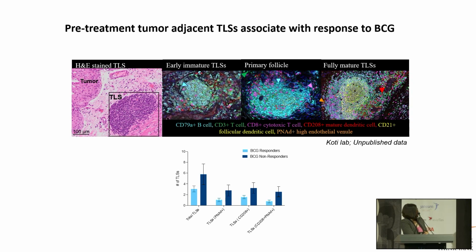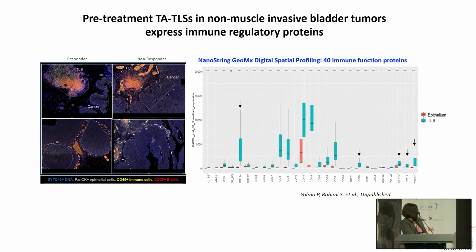And what was very unique, or very interesting, was that in patients who did not do well, the BCG non-responders who had recurrence within 1 year of their initial TURBT, the fully mature TLSs with presence of PNAd-positive high endothelial venules were higher in patients who did not respond to BCG immunotherapy or recurred earlier.